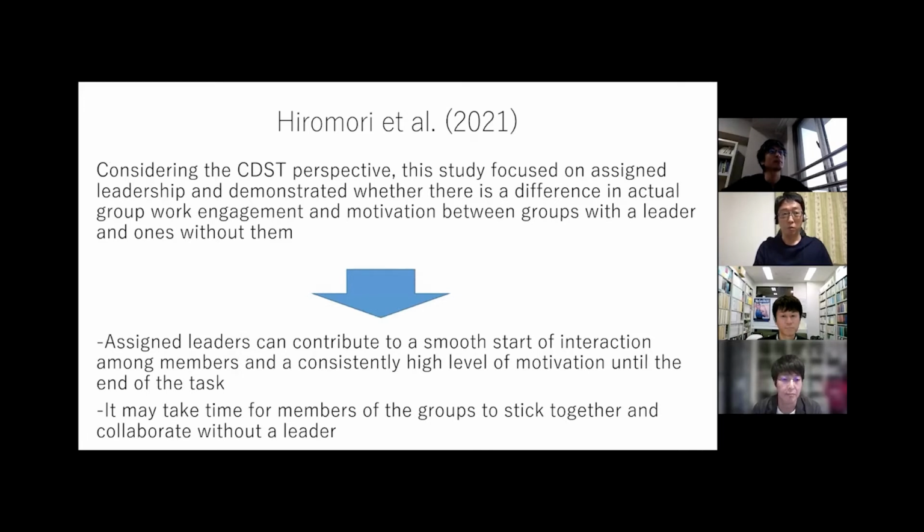Hiromori et al. focused on assigned leadership and demonstrated whether there is a difference in actual group work engagement and motivation between groups with a leader and ones without them from the CDST perspective. This study showed that assigned leaders can contribute to a smooth start of interaction among members and a constantly high level of motivation until the end of the task. It also suggested that it may take time for members of the groups to stick together and collaborate without a leader.